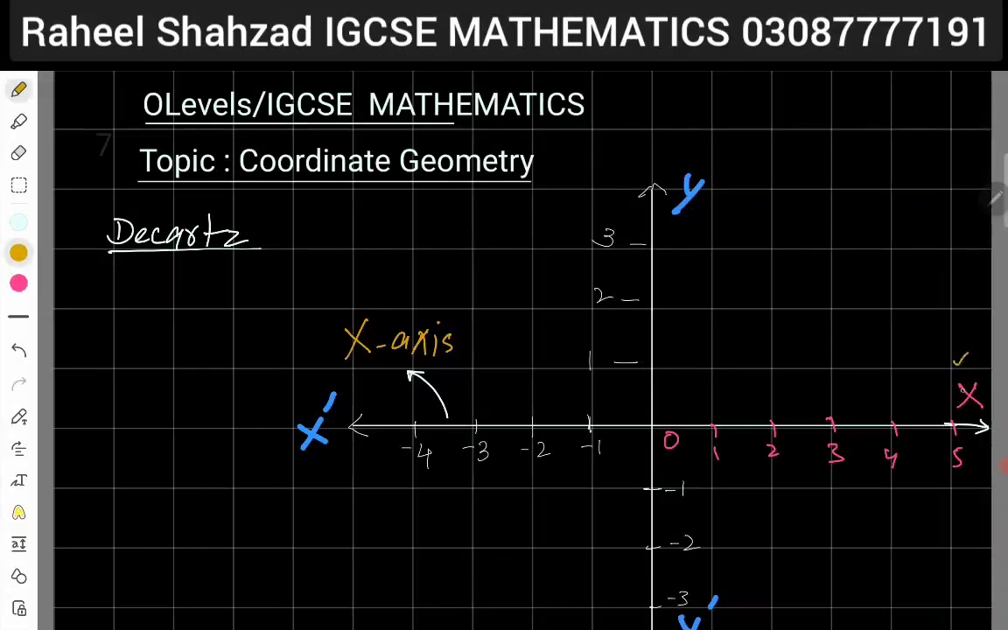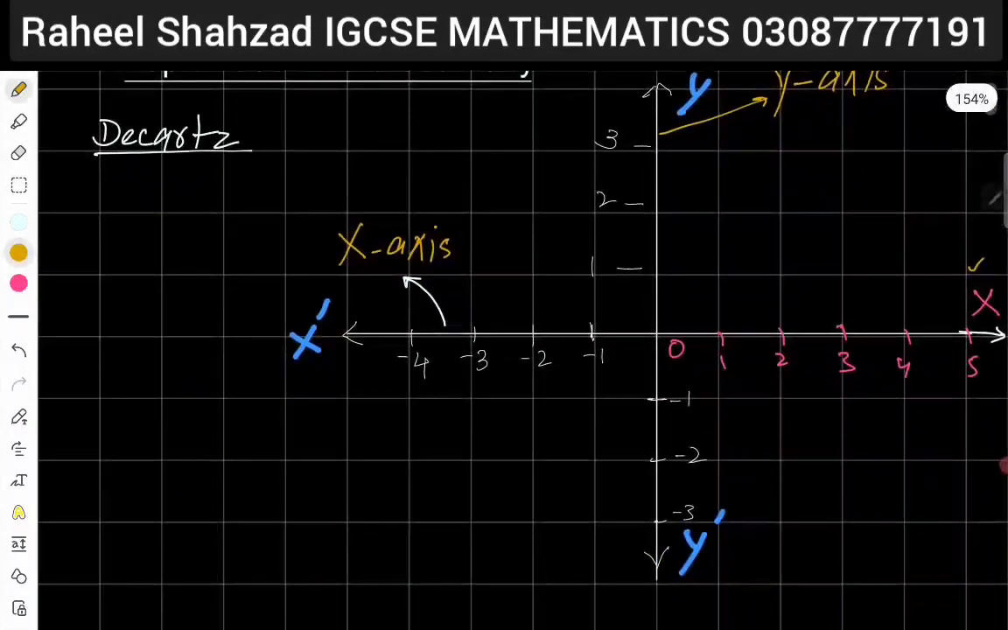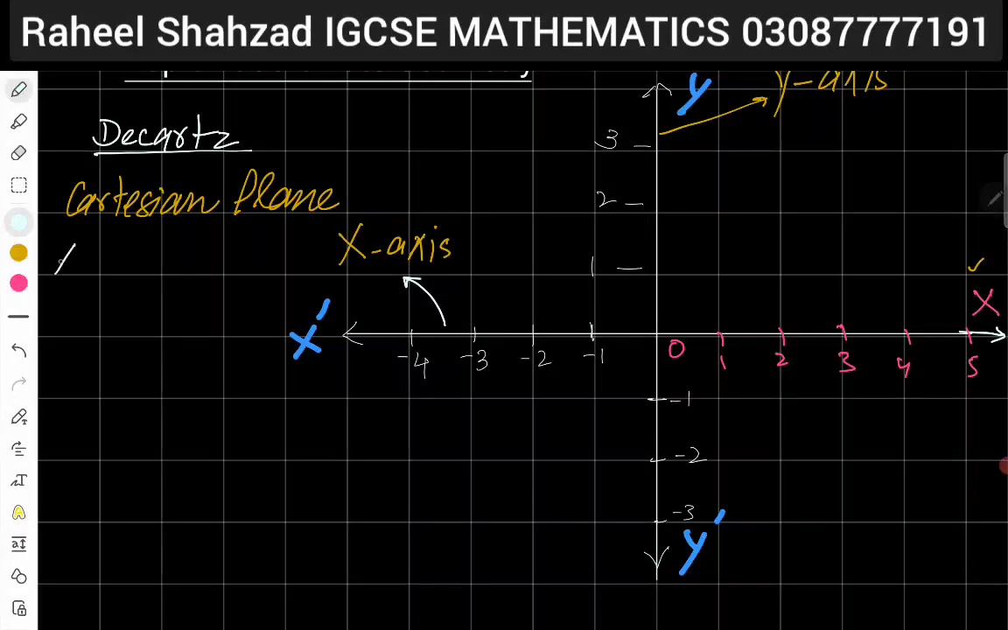From 0 to the right, we say positive x-axis. Here it's the negative x-axis, and this is known as the y-axis, positive and negative. Since this is the best example of two dimensions, the x-axis and y-axis make a plane. After the name of Descartes, it was named the Cartesian plane. We also know it as the xy plane in simple words. This is the best example of two dimensions.